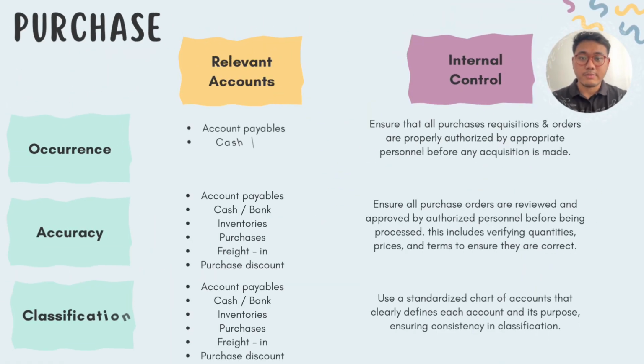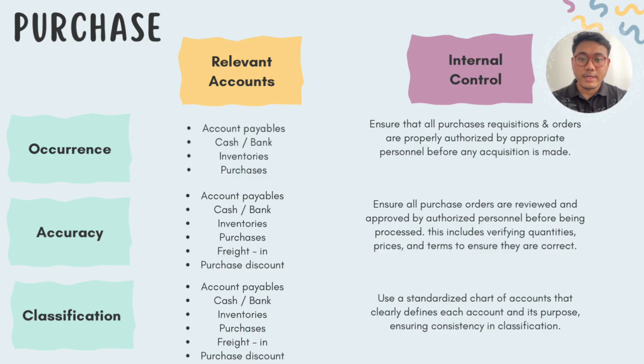Good morning, everyone. Today, I will be walking you through the key internal controls and relevant accounts involved in the purchasing process, focusing on the primary assertions: occurrence, accuracy, classification, cut-off, and completeness. Implementing strong control in each of these areas is essential for maintaining financial integrity and operational efficiency.